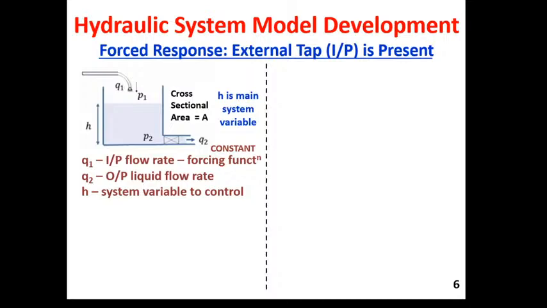Constantly, water is being inlet inside this container. Q2 is the output liquid, and H is the system variable to control. So how is Q1 controlling H? Obviously, if you are inputting Q1 at a constant rate, and Q2 is very small, then H will keep on increasing, and after a certain time it will go to a saturation and stay there. It will attain a steady state.